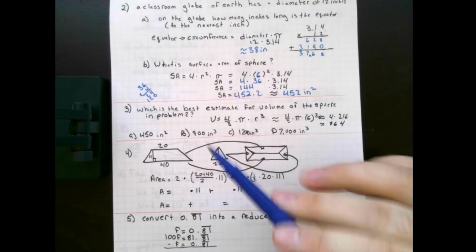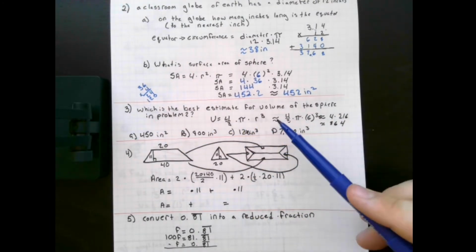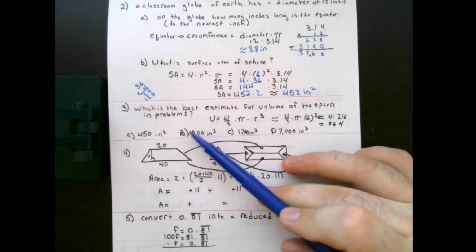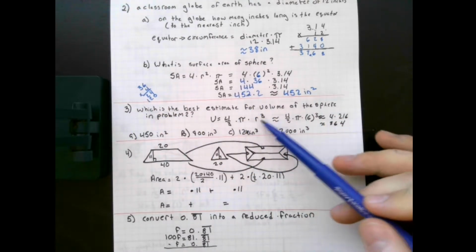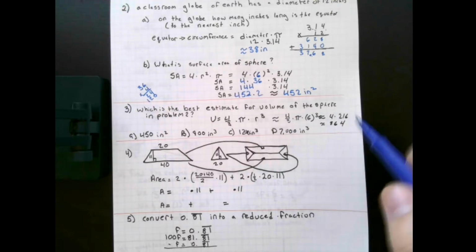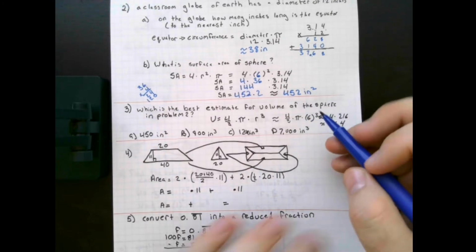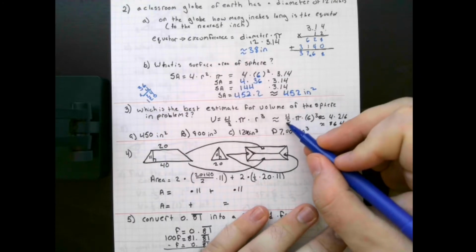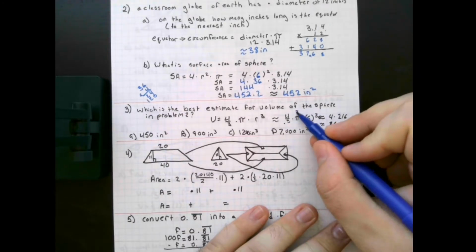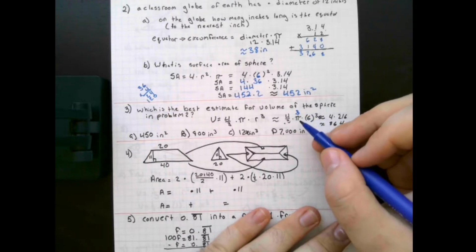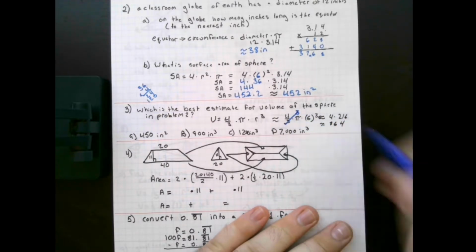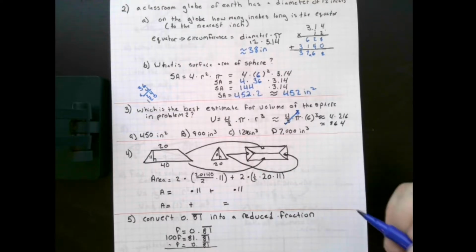Now, question 3 says, which is the best estimate for the volume of the sphere in problem 2? Now, volume is 4/3 of pi times r to the power of 3. Now, I'm going to do a very rough estimation here, and what I'm going to do is I'm actually going to estimate pi to be 3, which is much smaller than pi. Pi is 3.14, but it allows us to do this elimination right here.